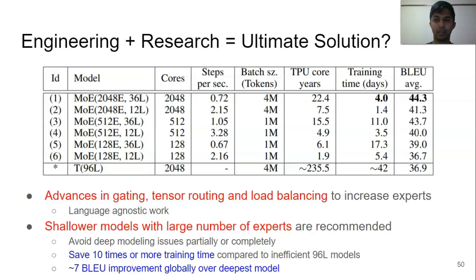So what does this mean? It means that we do not need to actually go very deep when we have to train a multilingual model. Instead, shallower models with wider layers, especially wider layers simulated using mixtures of experts, should be good enough in improving the translation quality for individual language pairs in a multilingual setup.